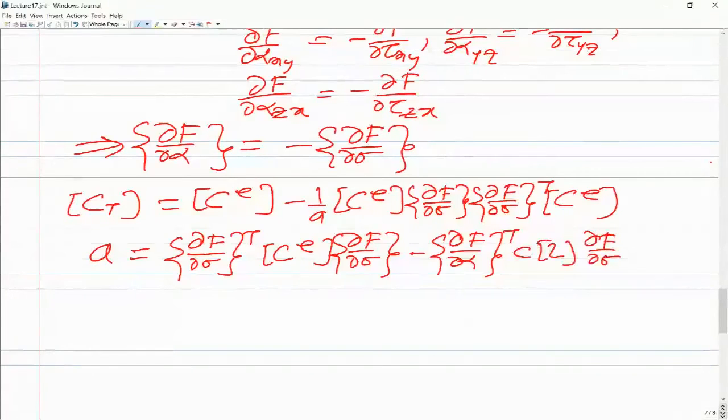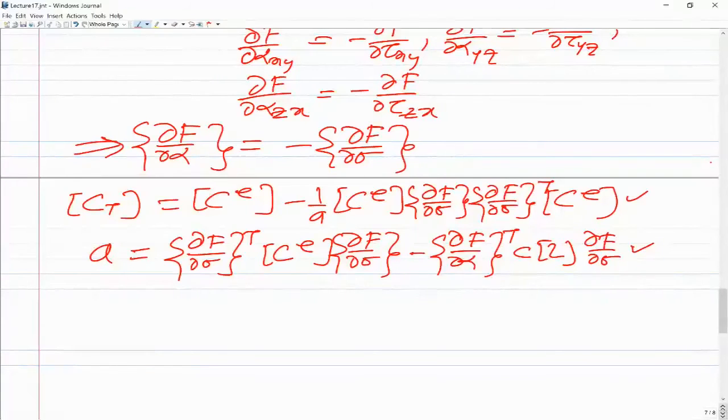So first you calculate your A, and then you calculate your tangent constitutive matrix, and these calculations have to be done for each element at each Gauss point, because now you see this is a function of sigma, and sigma is going to change from one Gauss point to another Gauss point. So these calculations have to be done at each Gauss point of the element, and once you get CT, then you get the tangent stiffness matrix, and the right hand side and all you calculate, assemble, impose boundary condition, and solve the problem.